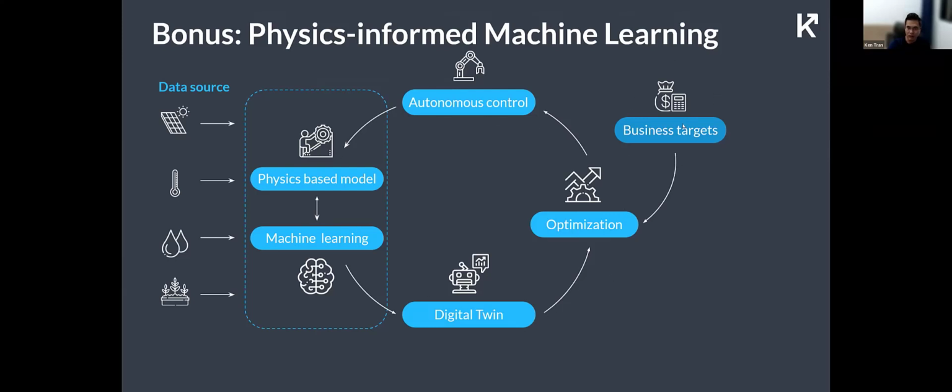We try to make our optimization engine as flexible and as robust as possible by allowing the users to fit in their business target. It could be about the yield, the economics, or the quality, whatever, as long as it can be quantified in some kind of formula.